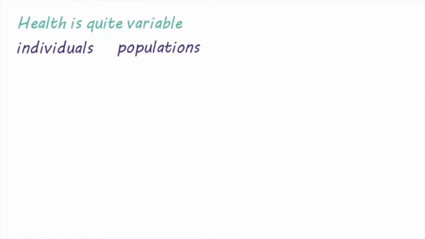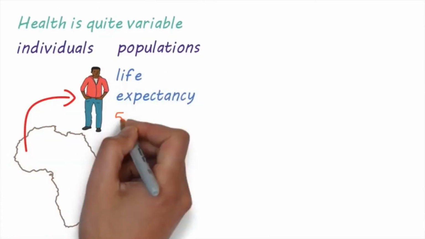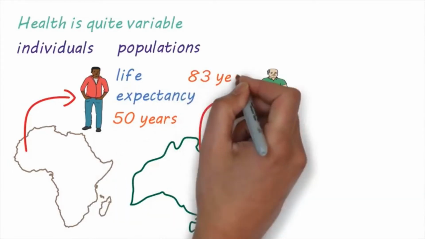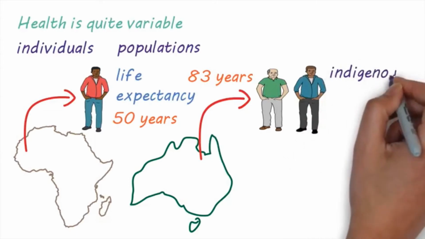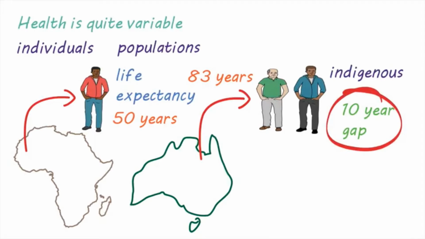Let's take an example. In 2015, the life expectancy of a child born in Sierra Leone was 50 years, whereas in Australia it was 83 years, a difference of 33 years. But there are differences even within countries. For example, in Australia, the life expectancy of Indigenous people is about 10 years lower than that of non-Indigenous people.